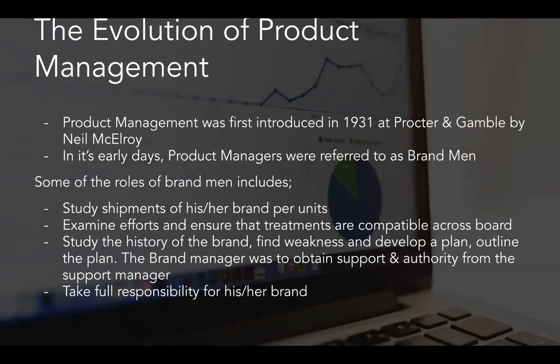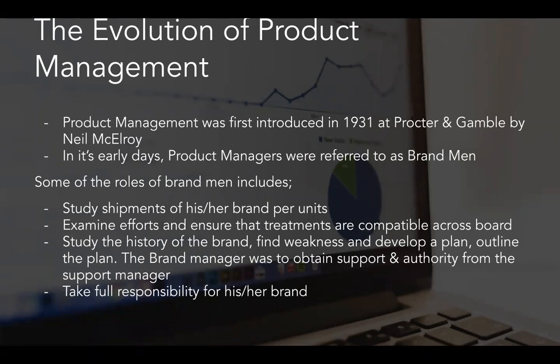And it was first popularized in 1931 by Neil McElroy. I think it's very important that you pay attention to this. When he first started, product management wasn't referred to as product management. It was referred to with the concept of brand men. So as I earlier mentioned, Procter & Gamble is like a parent company to different brands. McElroy wanted brand men to be responsible for each of these brands, in the sense that you're responsible for making decisions. You're responsible for seeing how that brand goes from ideation to being in the market. And for everything, you are the voice of the customer, basically.